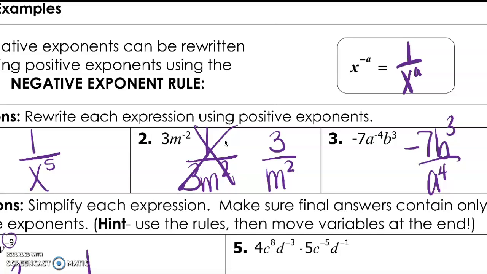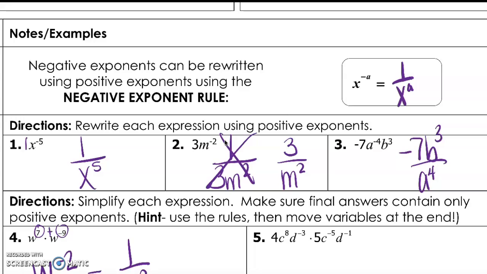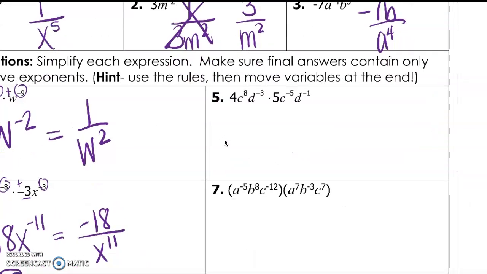What you have to be careful of, if you look down here at 1, 2, and 3, is that if there is a number, a coefficient in front being multiplied, that stays on the top. Only the variable that has a negative exponent goes to the bottom. When we have our rules combined, the last thing you want to do is move your negative exponents.